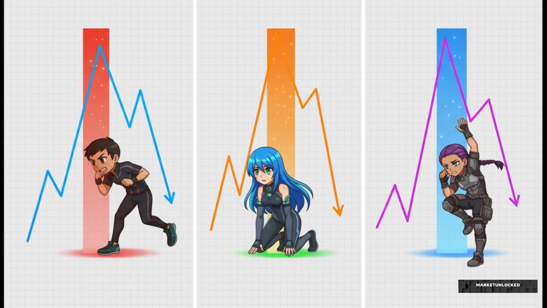Whether it's 2 failed attempts to break a ceiling, like a double top, or 3 failed attempts, like a head and shoulders, these patterns are all telling you pretty much the same story. The momentum is fading and things might be about to change.